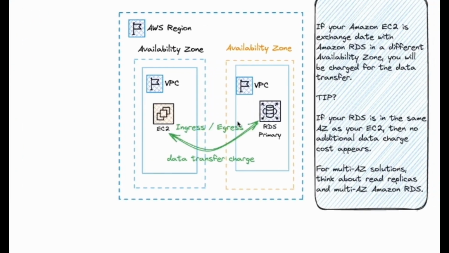What if we have another solution that is placed in multiple availability zones? In this case, when your EC2 instance is communicating with the RDS, which is in another availability zone, there is a data transfer cost. How to avoid it? Have another RDS instance, but in the same availability zone as your EC2 instance or your application. This is the way how to avoid this data transfer cost.